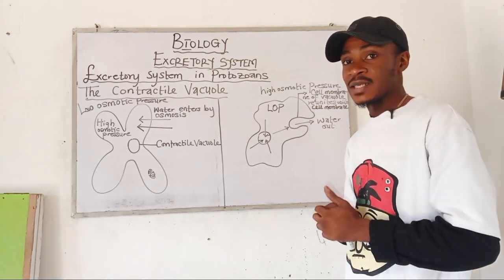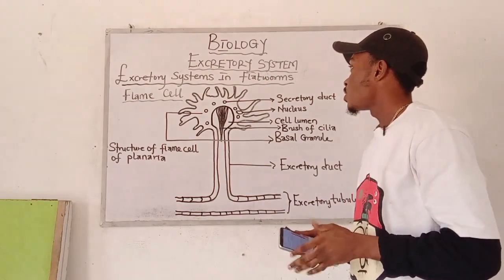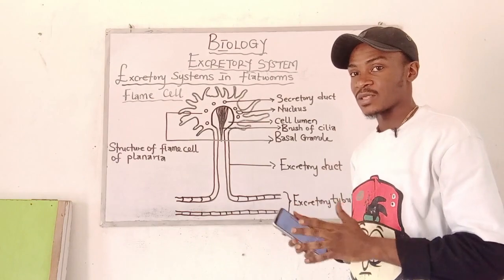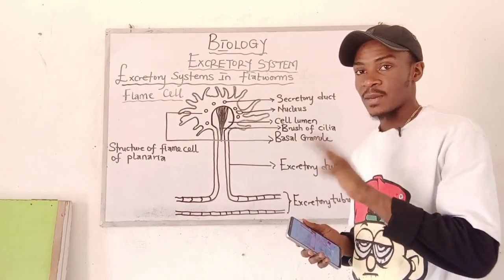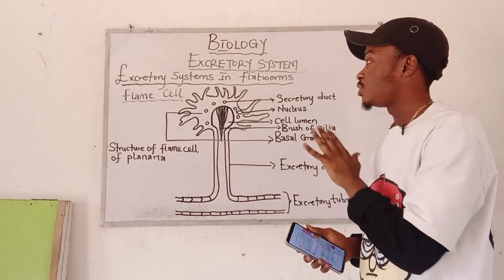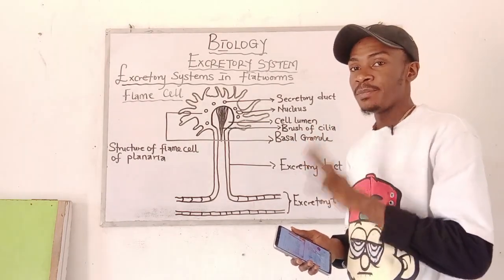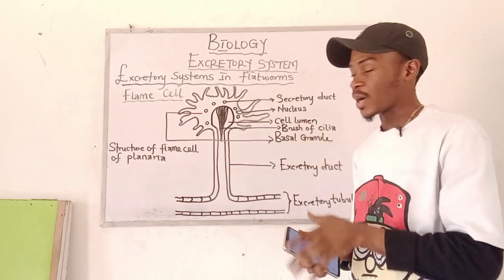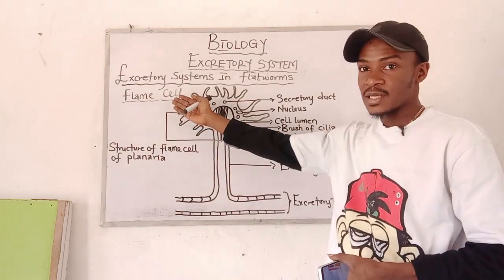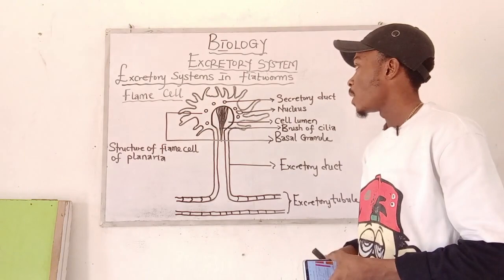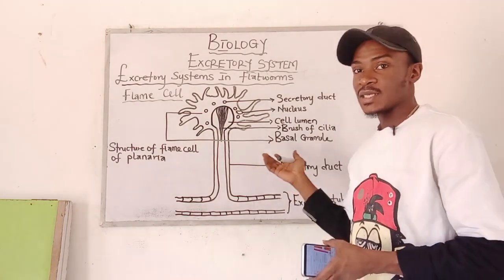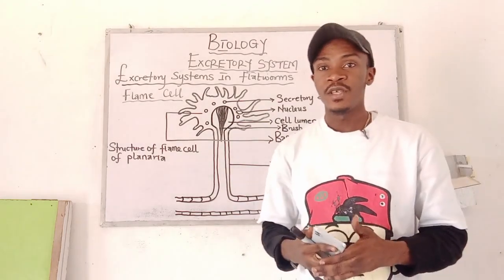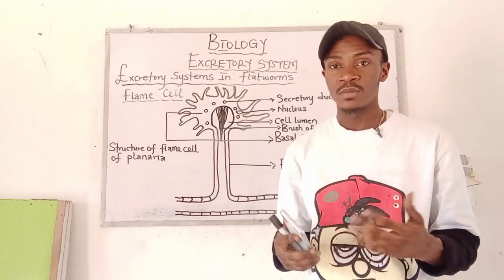Now let's get right into the next part of our teaching. All right, let's talk about the excretory systems in flatworms. We are done with that of the protozoans like amoeba, right? Now I want to look at the excretory systems in flatworms. The main excretory structure in a flatworm like planaria or schistosoma is the flame cell. And before we get into the diagram on the board, it's important we do a brief overview of the flame cell, or the excretory system in flatworms generally.